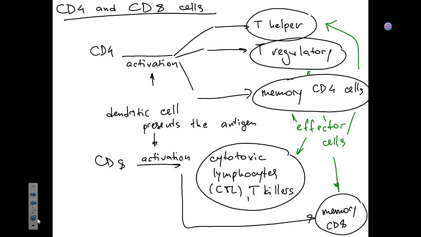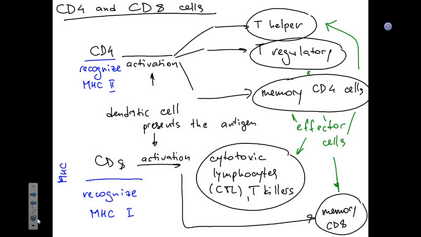One important thing I forgot to mention. They turn out to recognize different types of MHC molecules. CD8 cells recognize MHC class 1, and CD4 cells recognize MHC class 2. And this different recognition is called MHC restriction.